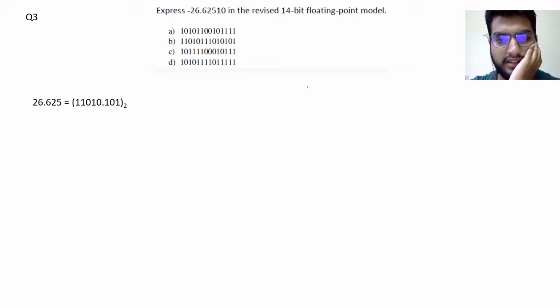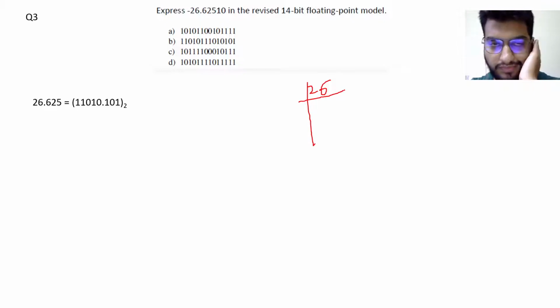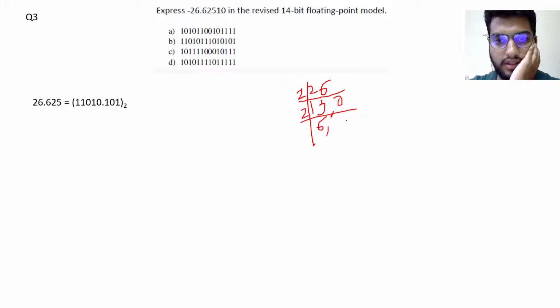First we take the left hand side of the decimal number, that is 26, and we convert it into binary by repeated division by 2. So the number will be 11010.